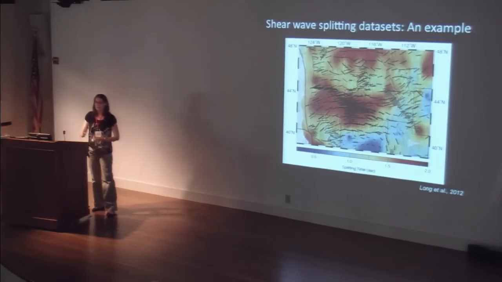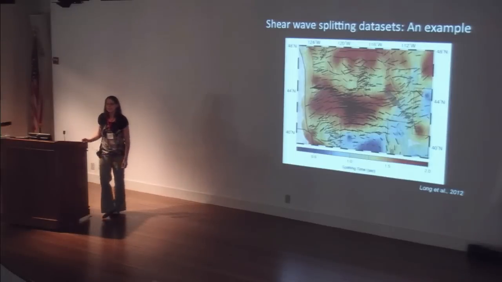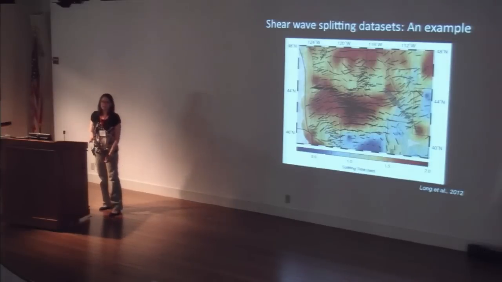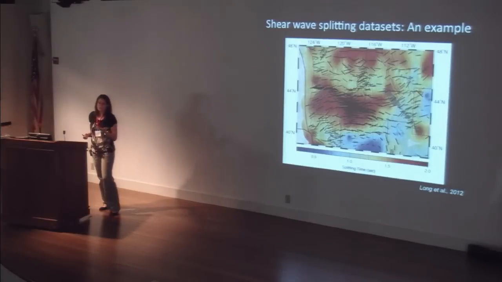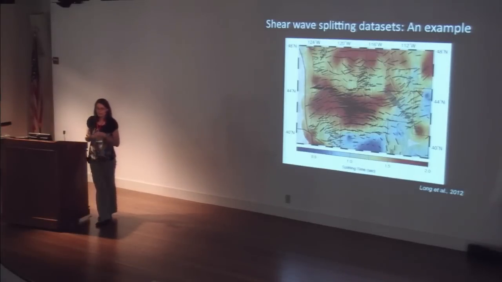Certainly in places like Tibet, where you have very thick crust, and sometimes smaller shear wave splitting delay times, you start to get into a situation where you might have a very significant contribution from crustal anisotropy. But I don't know that there's a really well-developed rule of thumb. Observationally, shear wave splitting delay times from the crust are usually on the order of a tenth of a second for run-of-the-mill continental crust.